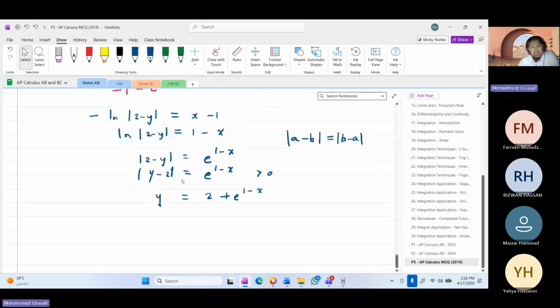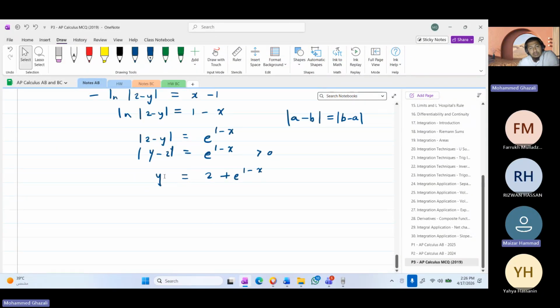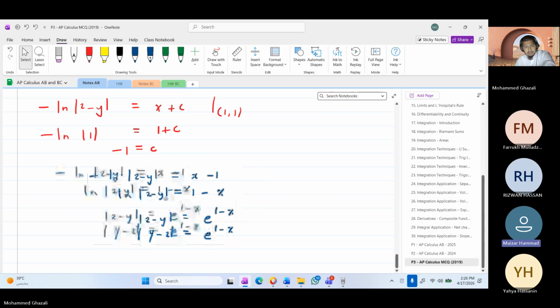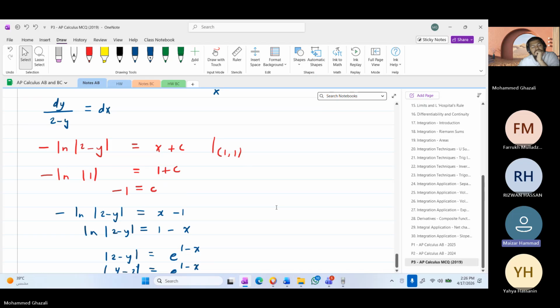Wait a minute. It's supposed to be 2 minus, yes. Please, I did it a different way. I did it from the beginning. When we wrote negative ln of 2 minus y equals x plus c, I said ln of 2 minus y equals negative x minus c. And then if you simplify it, it would be 2 minus y equals e to the negative x minus c. And then I said e to the negative c.